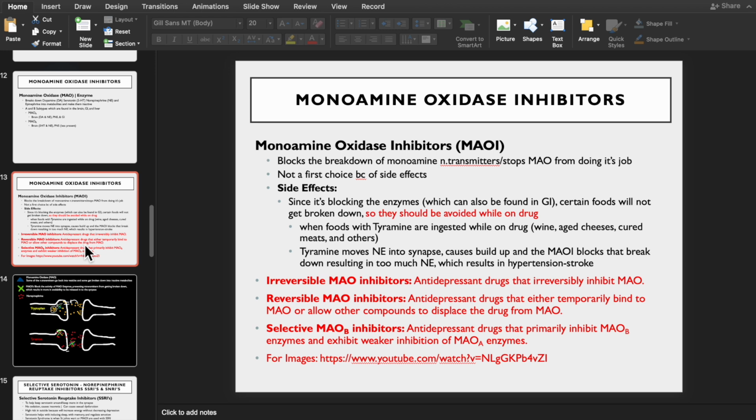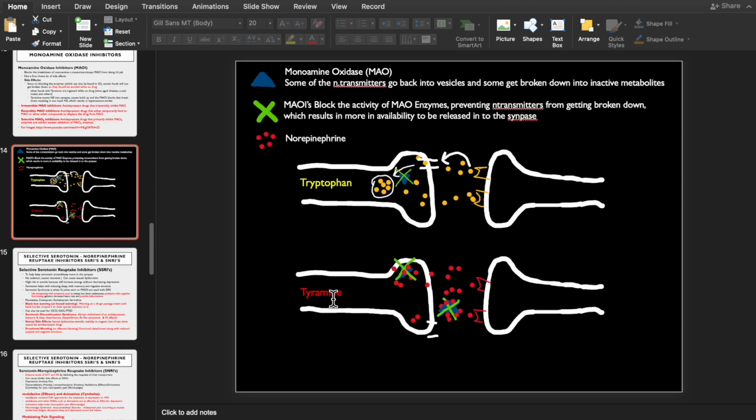When foods with tyramine are ingested while on MAOIs, such as wine, aged cheeses, cured meats, they don't get broken down very well. So they stay in your system. What happens when you get an overflow of things in your system? It starts not acting right. Tyramine moves norepinephrine into the synapse. It causes buildup here, so tyramine will prevent the enzymes from working, right?